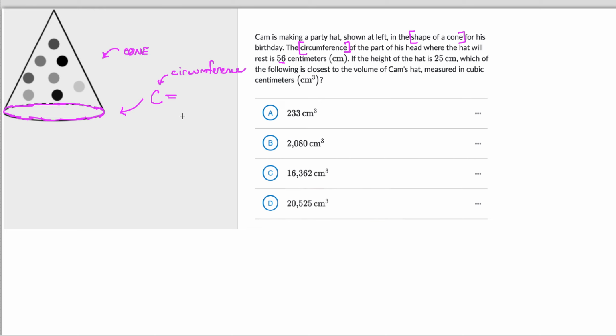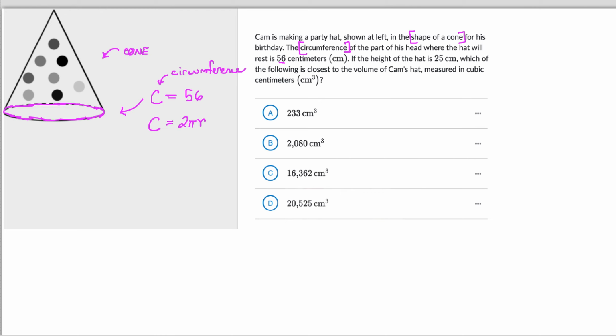And you can see it tells you, first of all, that the circumference is 56 centimeters. Okay, so it's 56, we'll leave out units. And also, if you go back to your formulas, you should see that the circumference of a circle is equal to 2 times pi times the radius of any circle. So what does that look like?